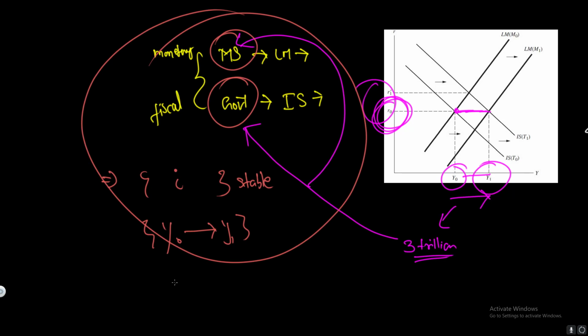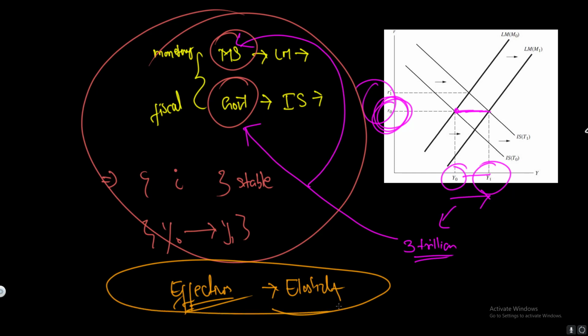The next part of the chapter deals with the effectiveness, how effective these policies would be, and that effectiveness depends on the elasticity of the IS-LM curve, which is something that I will discuss in the next video.